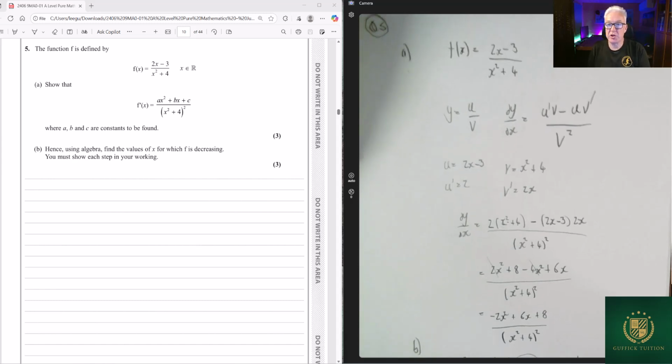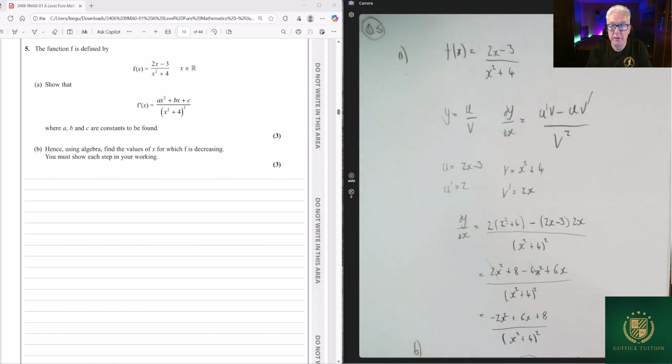Hello everyone, we've got question 5 here, so of 2024, paper 1 for Edexcel. And it says the function f is defined by f of x is equal to (2x minus 3) over (x squared add 4), where x is a member of the set of all real numbers. Show that f dashed of x is equal to that expression there, where a, b and c are constants to be found. So we've got a nice instance here of the quotient rule.